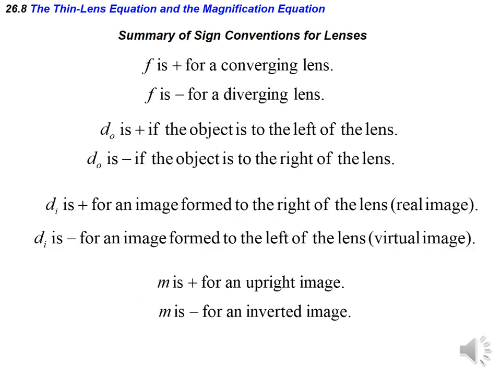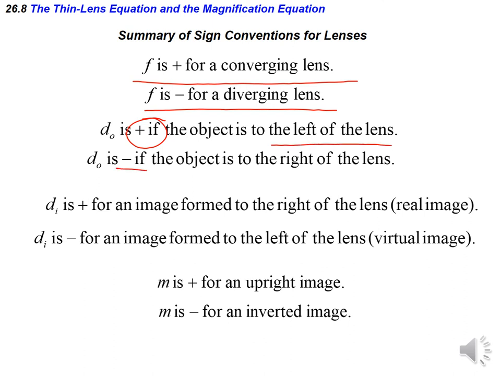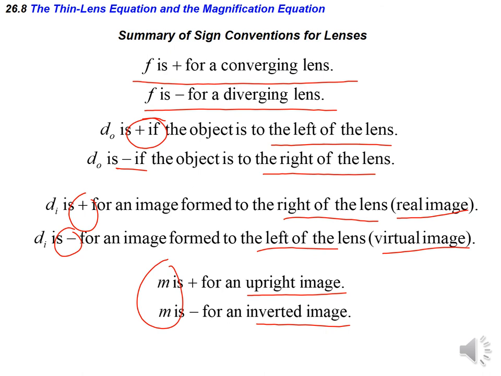So we have sign conventions for lenses. F is positive if that is a converging lens, F is negative for a diverging lens. The distance of the object is positive if the object is to the left of the lens, negative if it is to the right of the lens. The image distance is positive for an image formed to the right of the lens, so that's a real image, and negative for an image formed to the left of the lens, which is classified as a virtual image. M is positive for an upright image, and M is negative for an inverted image. So this is for our magnification.